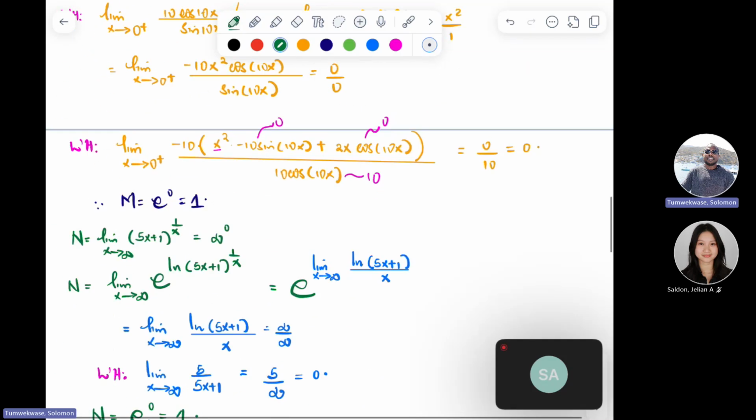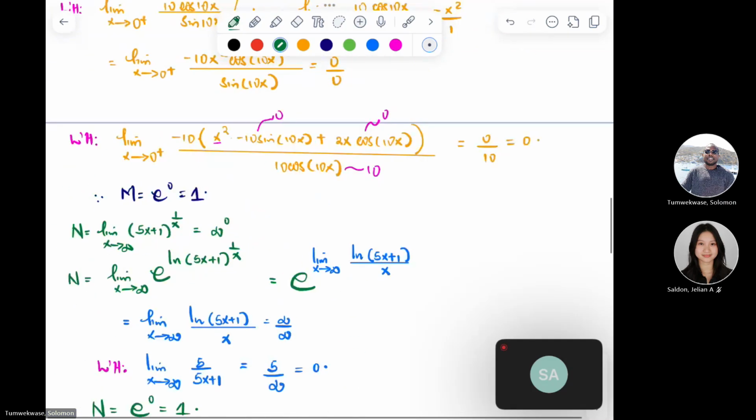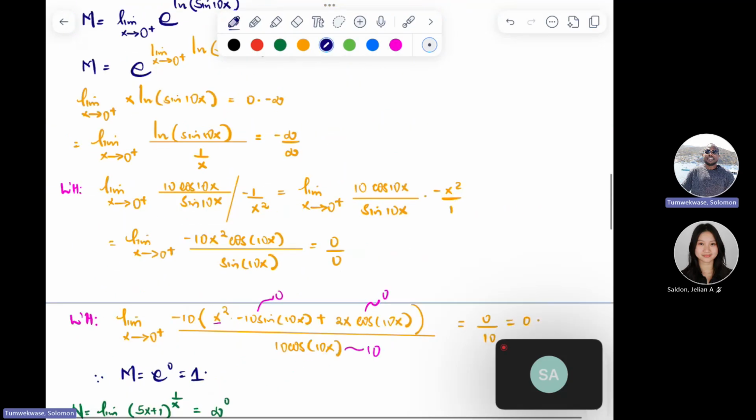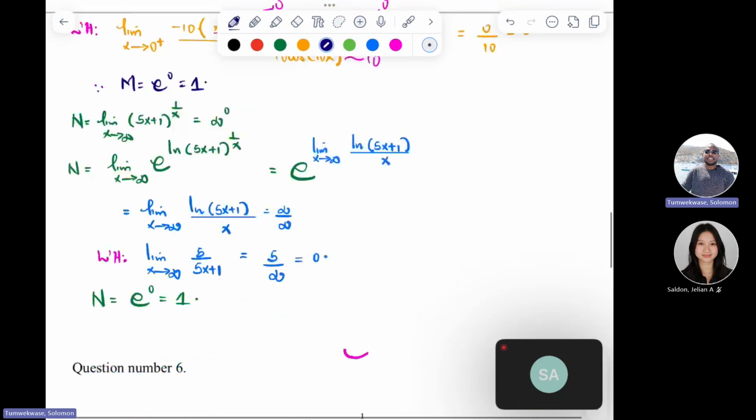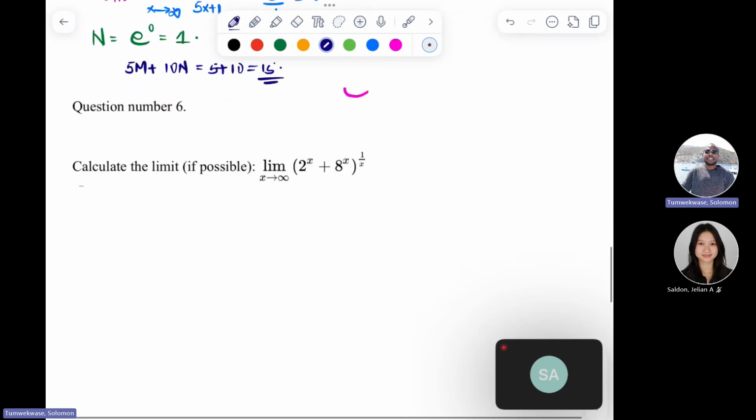which is equal to 1. And finally, what our question is asking for is 5m plus 10n, which is just 5 plus 10, and this is 15. I really hope that's fine.